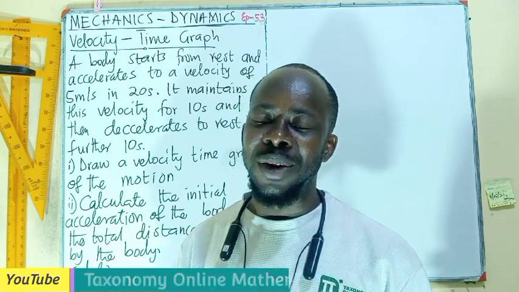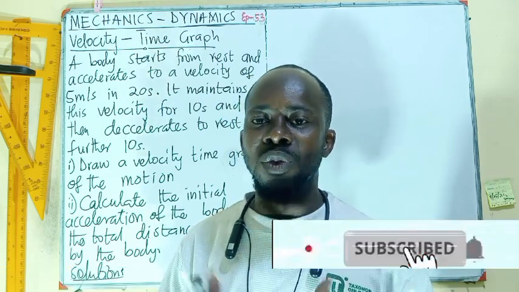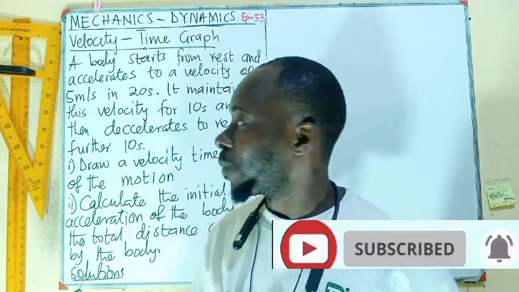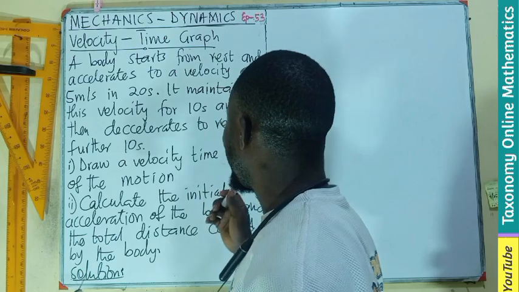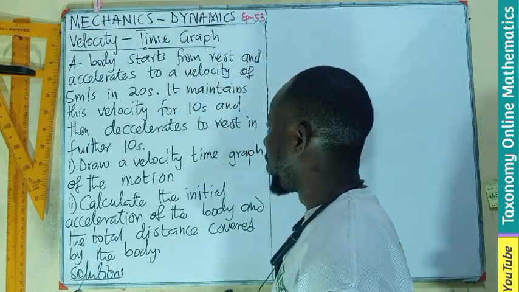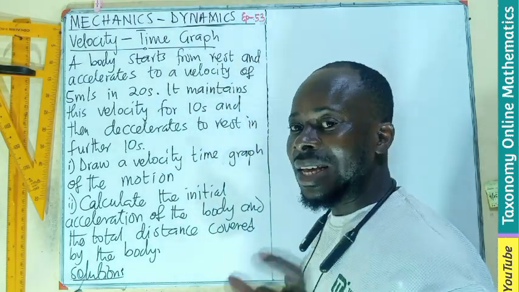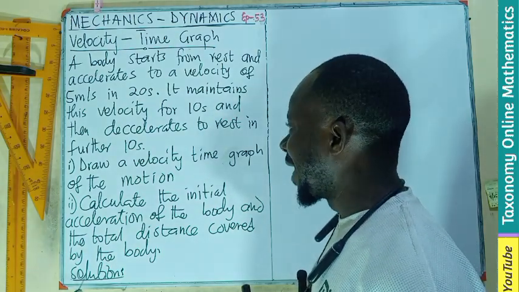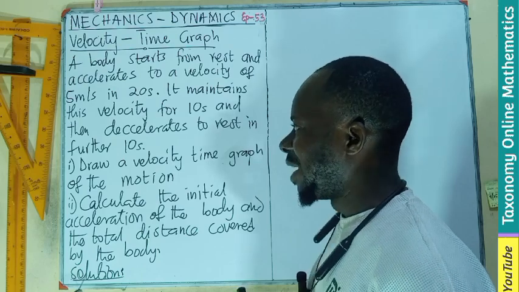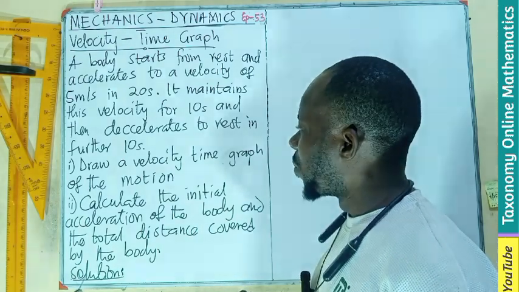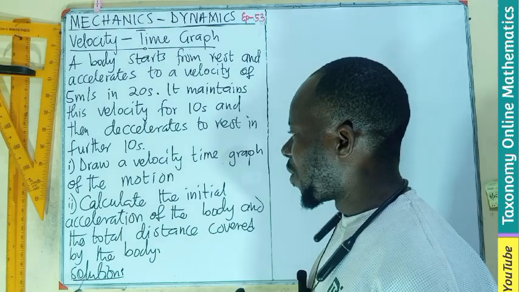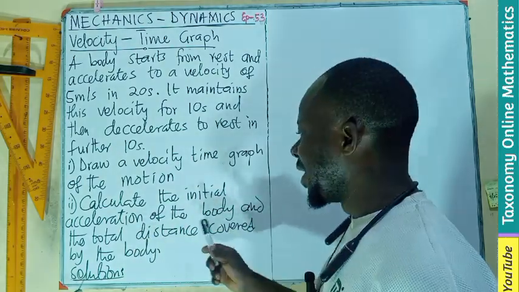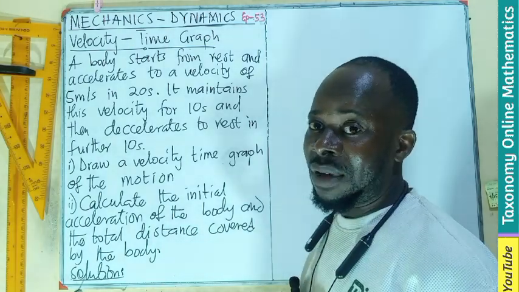We are picking a question on velocity time graph to test the tutorial we did in, I think, the last three episodes. So we have a body, we start from rest and accelerate to a velocity of 5 meters per second in 20 seconds. It maintains this velocity for 10 seconds and then decelerates to rest in a further 10 seconds. So we have to draw a velocity time graph of the motion, then hence calculate the initial acceleration of the body and the total distance covered by the body.